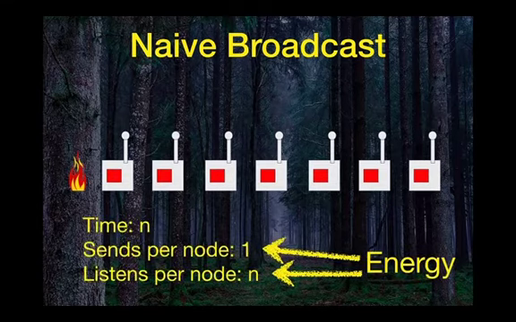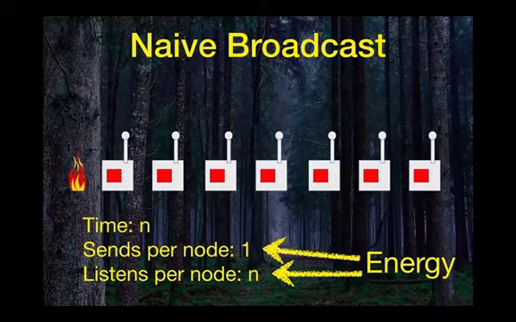And how much does this cost? Well, it takes n time steps for the signal to go across the path of length n, and each node sends once, but the number of listens per node is order n, because even though the second node only has to listen for one time step, the last node has to listen for the whole time, and more than half the nodes have to listen for a linear amount of time. So this problem has 1 send per node and order n listens per node.